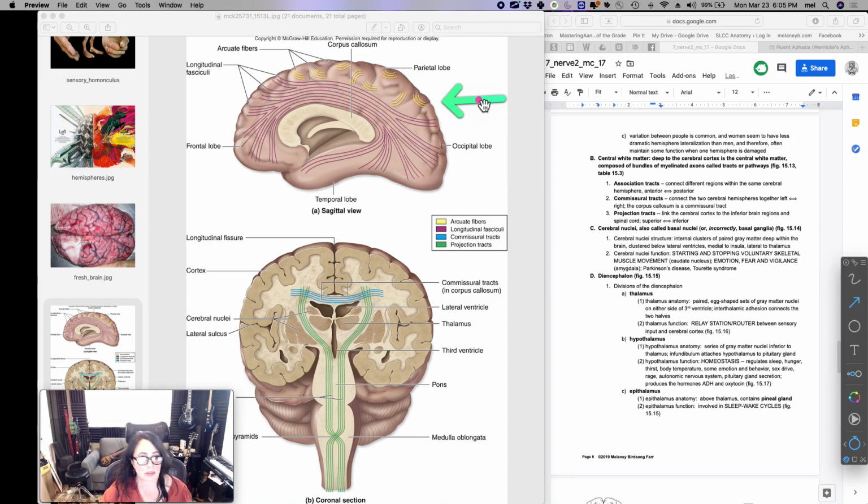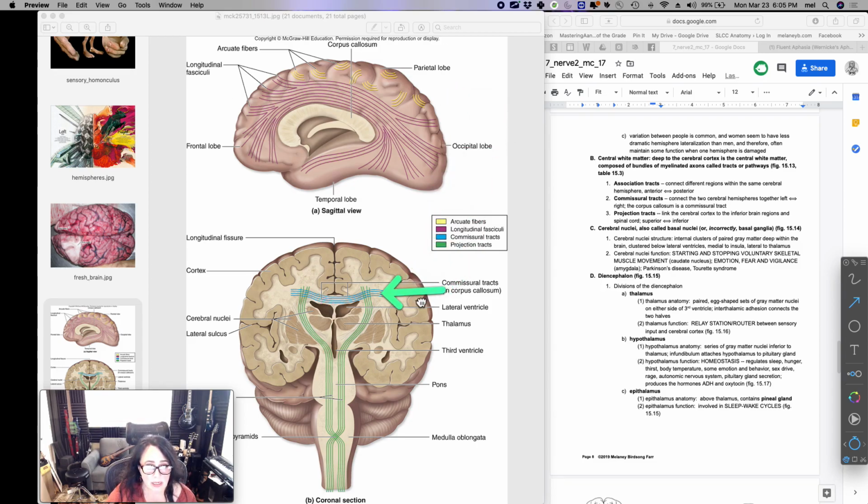So, what are we going to talk about? Basically, there are going to be 3 different types of tracts that you are going to learn. What these tracts are is wiring connecting different portions of the nervous system to other portions of the nervous system. The first one that I want to show you, let's do the commissural tract first, because that'll be a good way to start.